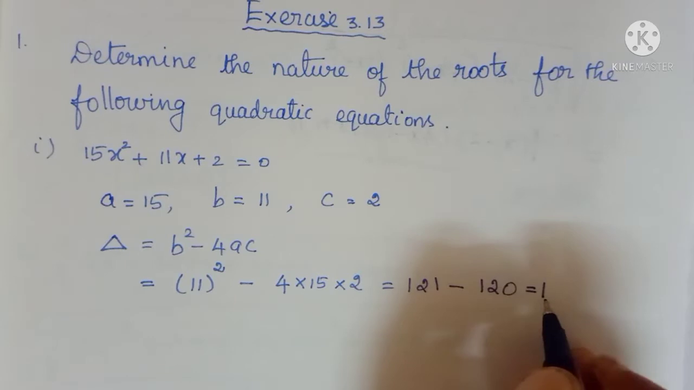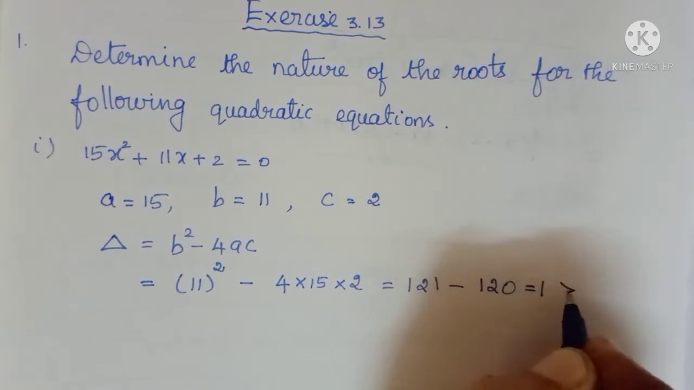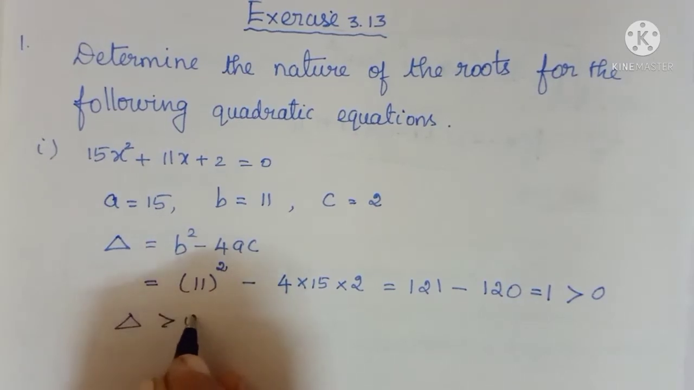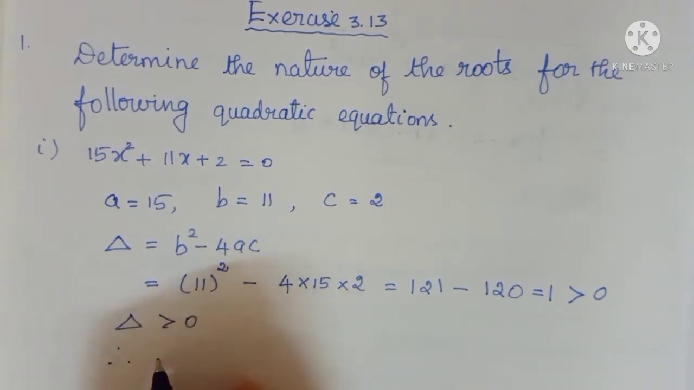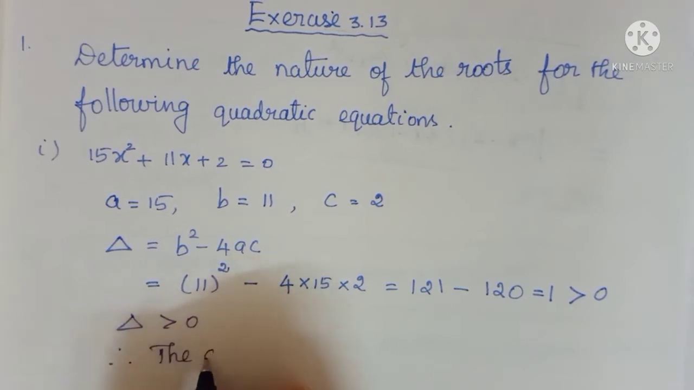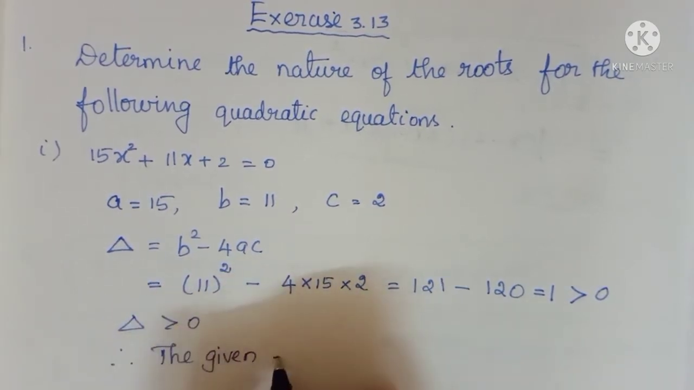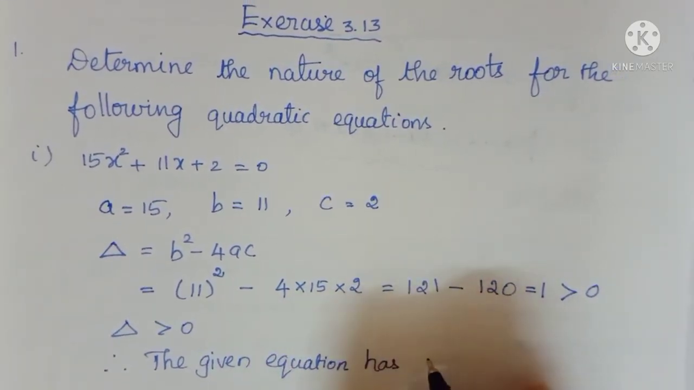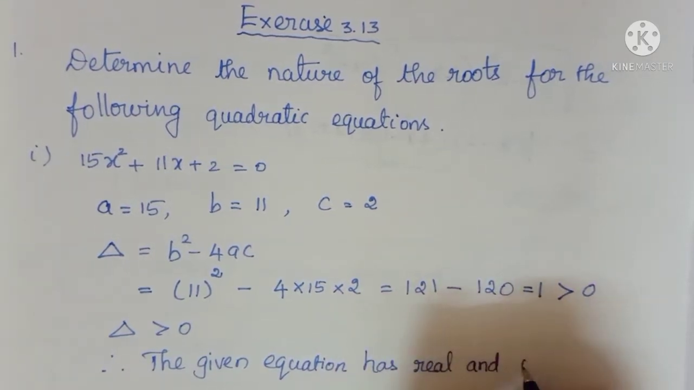So this value 1 is definitely greater than 0. That means the discriminant is greater than 0. Discriminant greater than 0 means what conclusion can we give here? The question asks only the nature of roots. Therefore we can write the conclusion: the given equation has real and unequal roots.